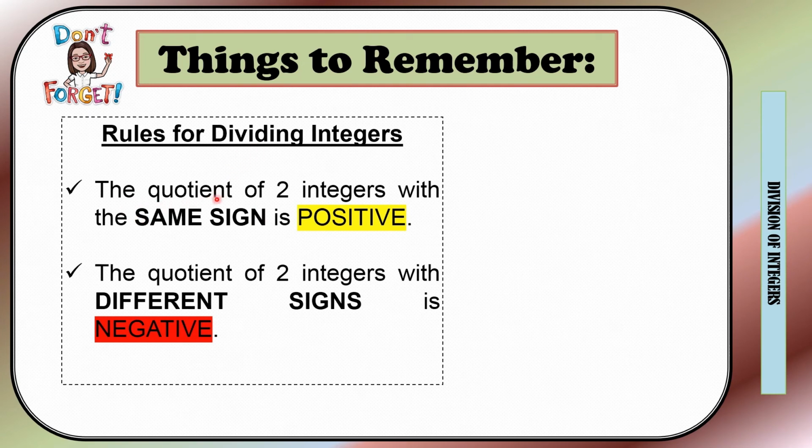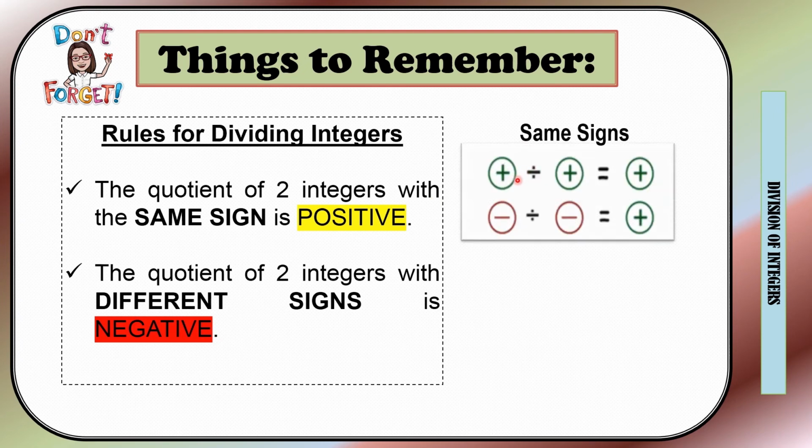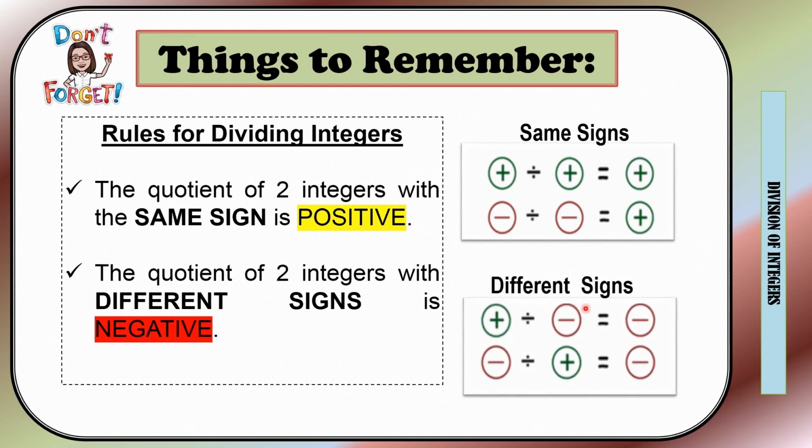The quotient of two integers with the same sign is positive. And the quotient of two integers with different signs is negative. You see, they are just the same in rules. So just remember this also. For the same sign in division, they have the quotient which is positive. If they have different signs, the quotient has the sign of negative.